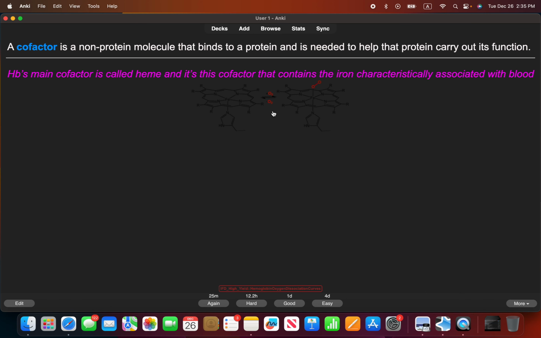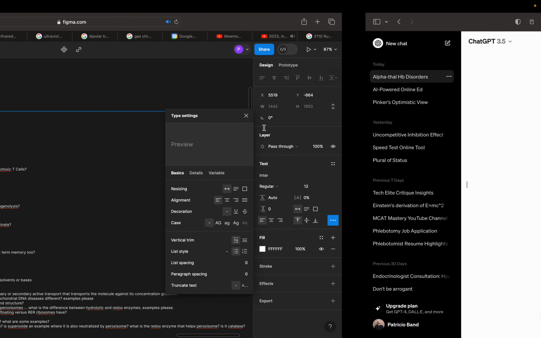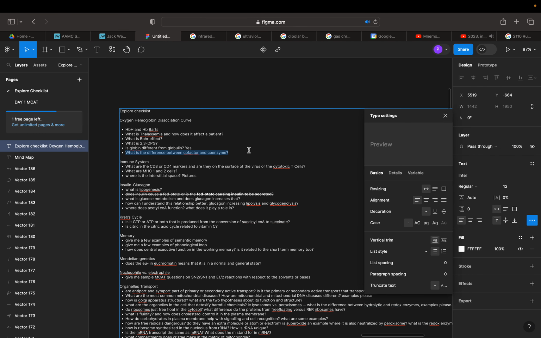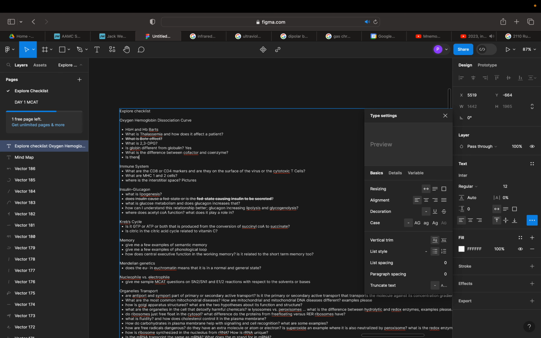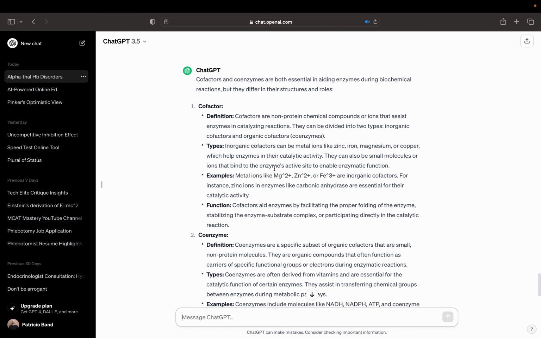Close. You can see how this whole structure, I think there's aromaticity. Is there aromaticity in the heme? Let's see what ChatGPT answered.